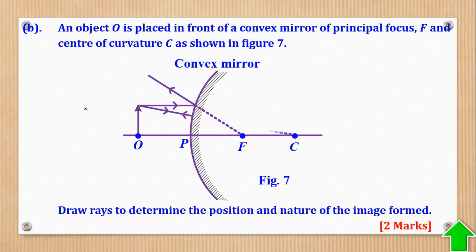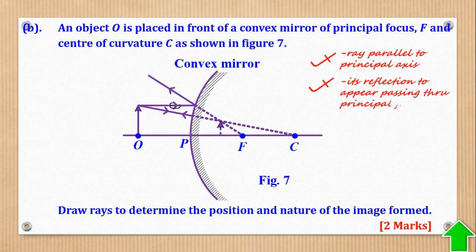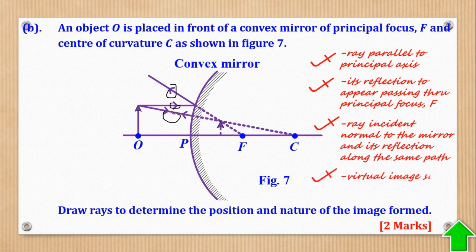Then a ray through the center of curvature is reflected back along the same path. So a ray which appears to come from the center of curvature is reflected back along the same path. Now this intersection is the head of the image. So basically that's what they wanted. One mark is for this ray, another one is for its reflection, then the ray incident, both arrows seen, and the image. So that's how we could get the 2 marks.